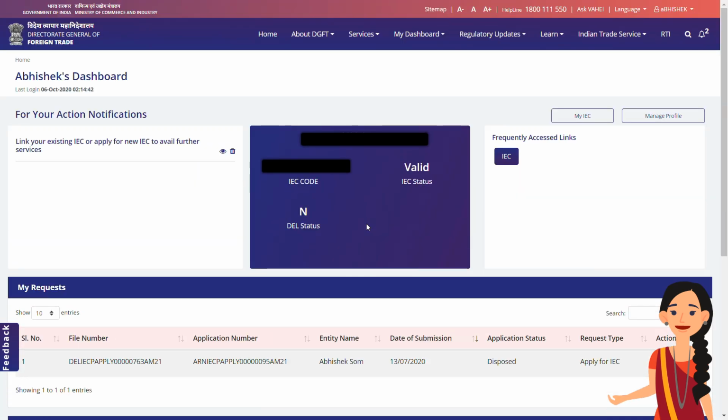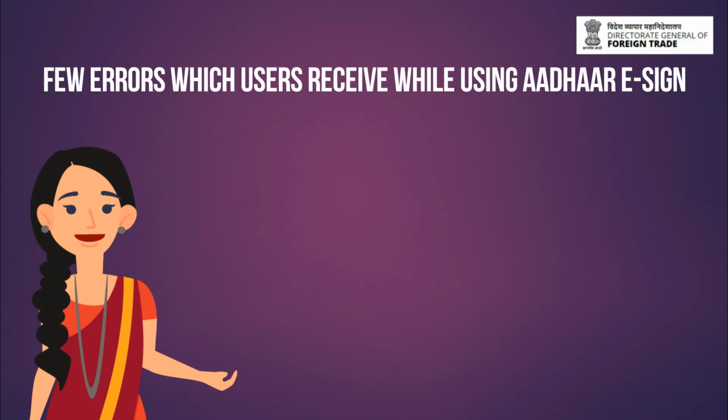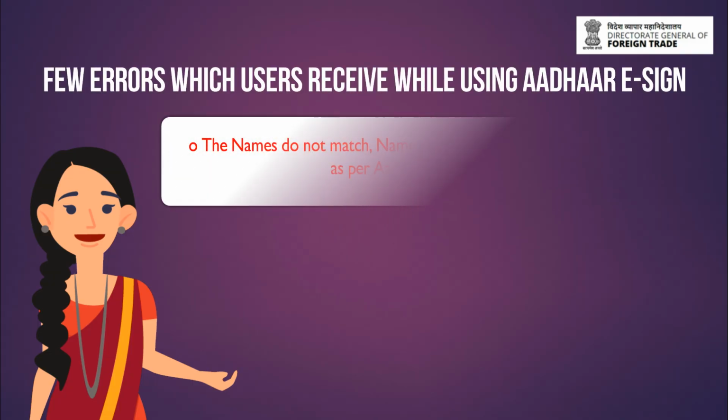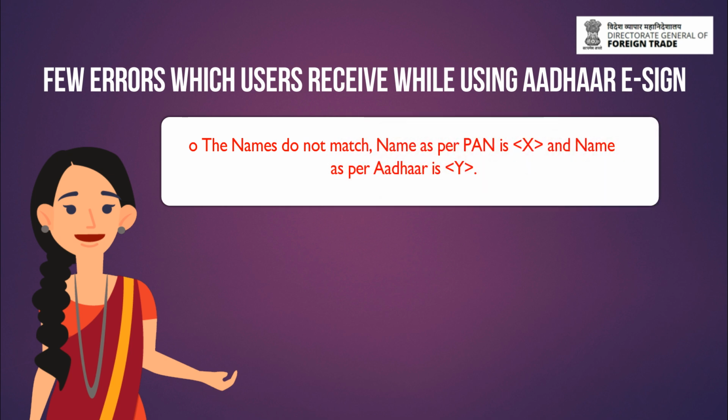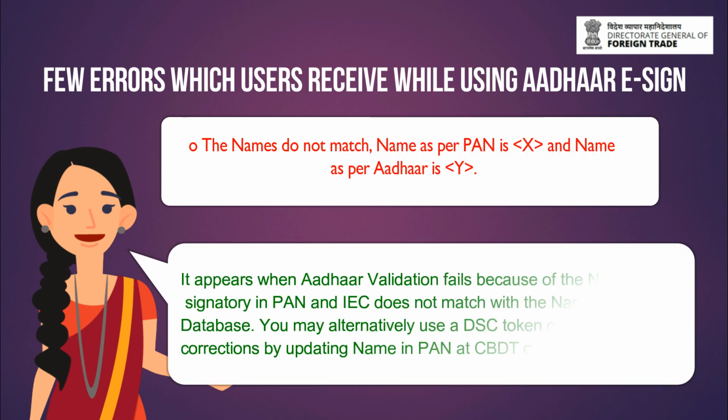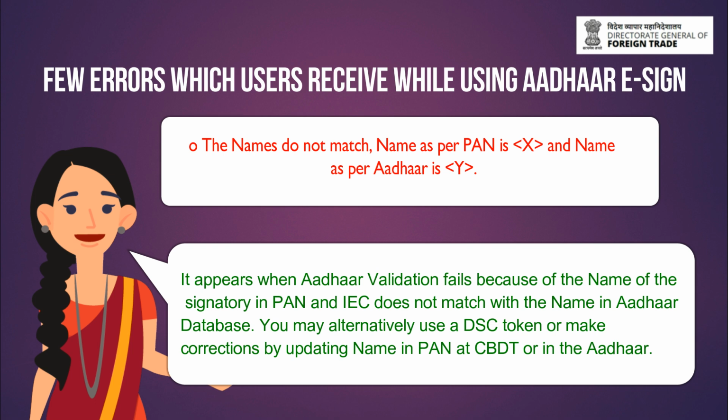I would like to highlight a few errors which users receive while using Aadhaar eSign. The above message is seen when Aadhaar validation fails because of the name of the signatory in PAN and IEC does not match with the name in Aadhaar database. You may alternatively use a DSC token or make corrections by updating name in PAN at CBDT or in the Aadhaar.